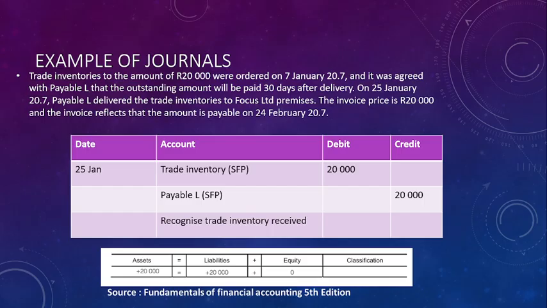Right? And like we said, you're going to have 20,000 on the debit side, 20,000 on the credit side, so that it all balances out. If you look at the bottom and you look at the accounting equation, the simplified one, assets is equal to liabilities plus equity. Your assets increased because you bought the trade inventory, and your liabilities also increased because you bought it on credit. All right.